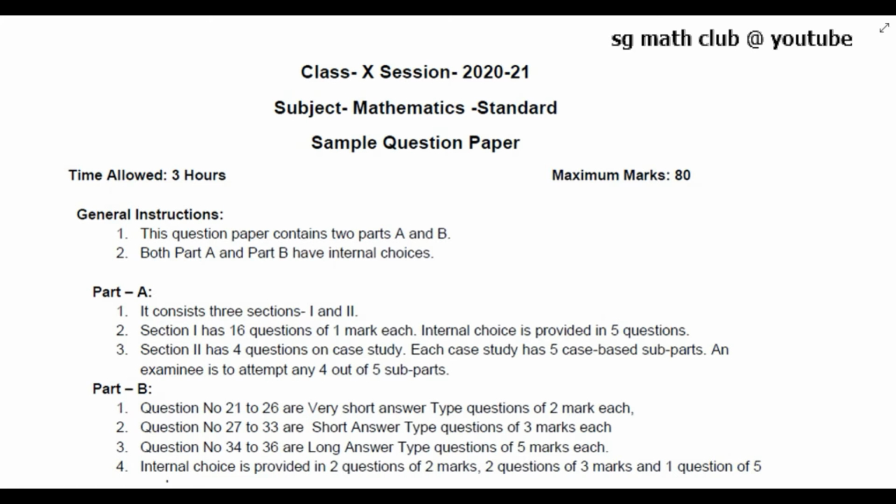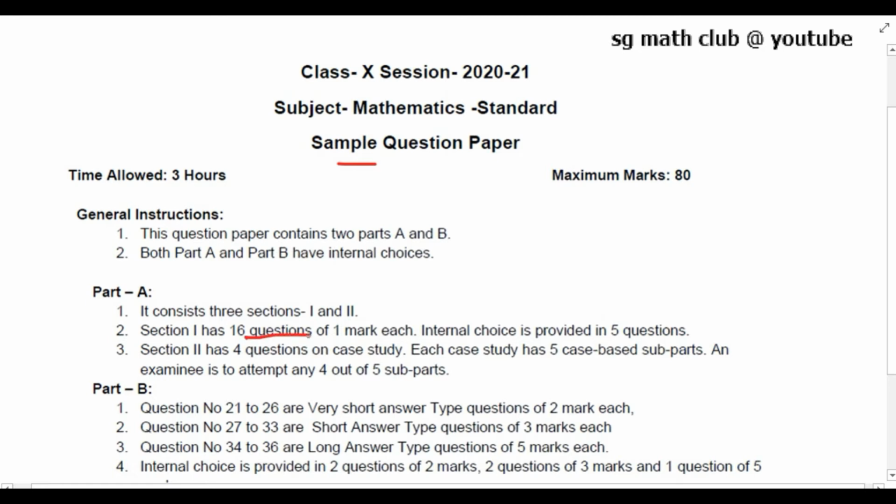Hello everyone. Recently, CBSE has released a sample paper for the board exam for class 10 2021. In one of my earlier videos, I discussed the chapter wise mark distribution or blueprint for this sample question paper. This paper contains two parts, A and B, and both parts have got internal choice, and part A contains two sections, section 1 and section 2.